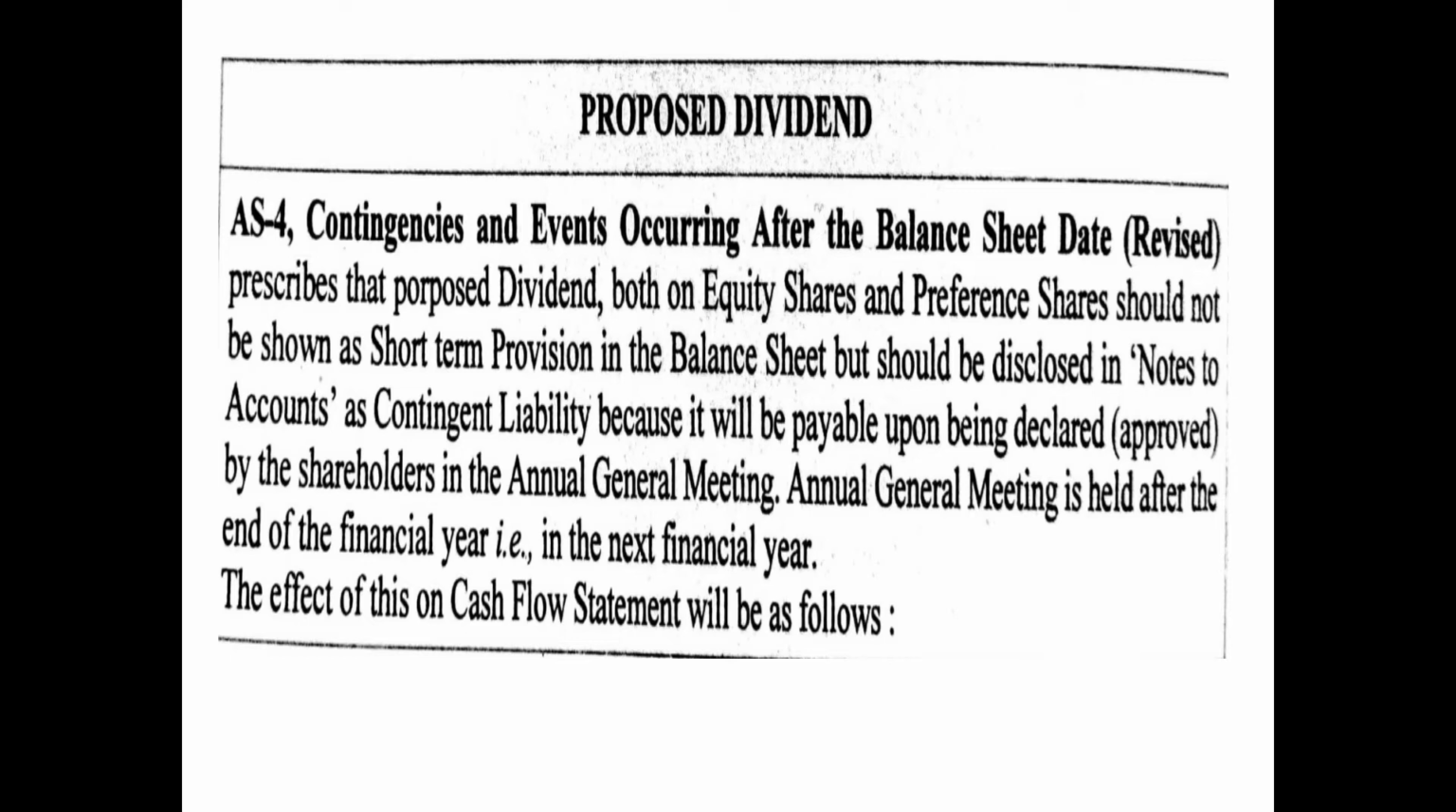So that means if there is any proposed dividend, whether on the equity shares or the preference shares in the current year, proposed means it is just a proposal, it has not been approved or paid. So it is just a contingent liability. If it is approved, then it will be payable, otherwise not. So therefore it will not be a part of the balance sheet, and it will be shown as a contingent liability in the notes to accounts, because it will be decided only after the annual general meeting, which is generally held after the end of the financial year. So the effect of this on the cash flow statement will be as follows.